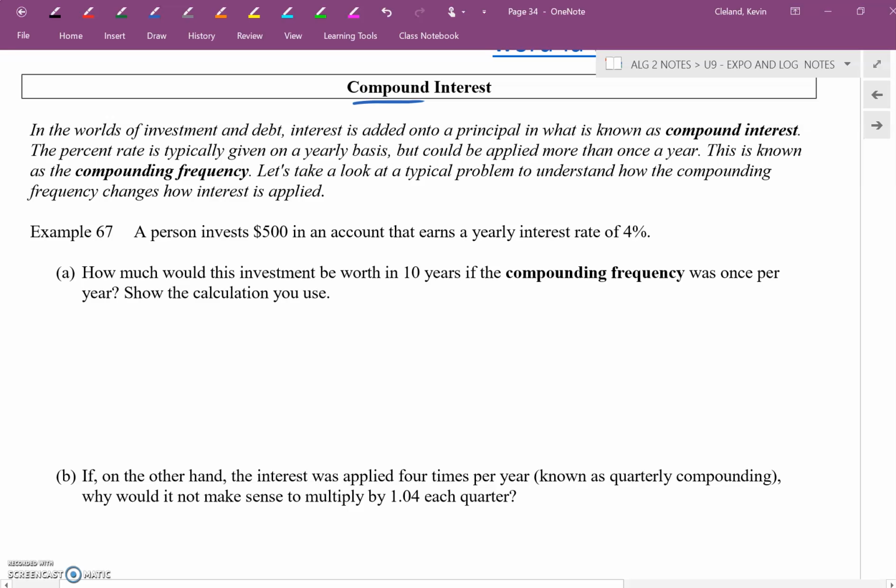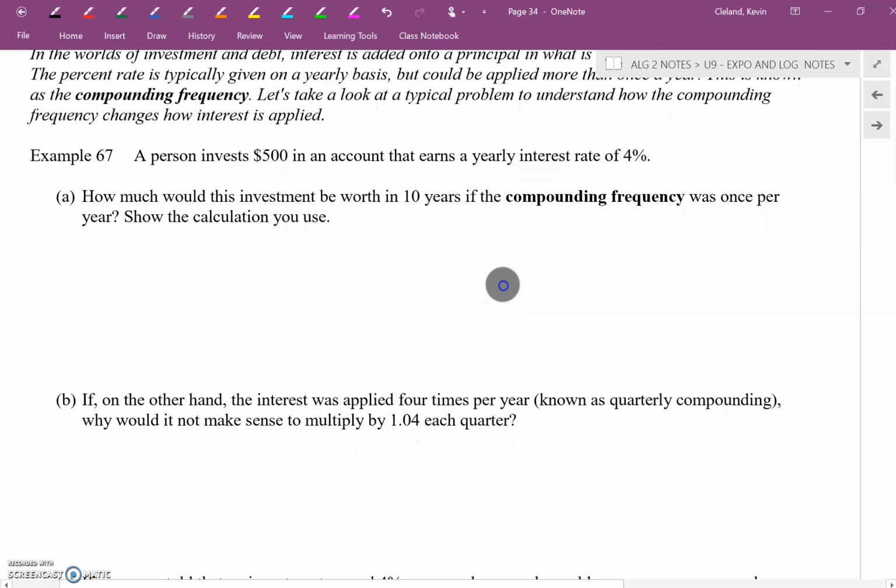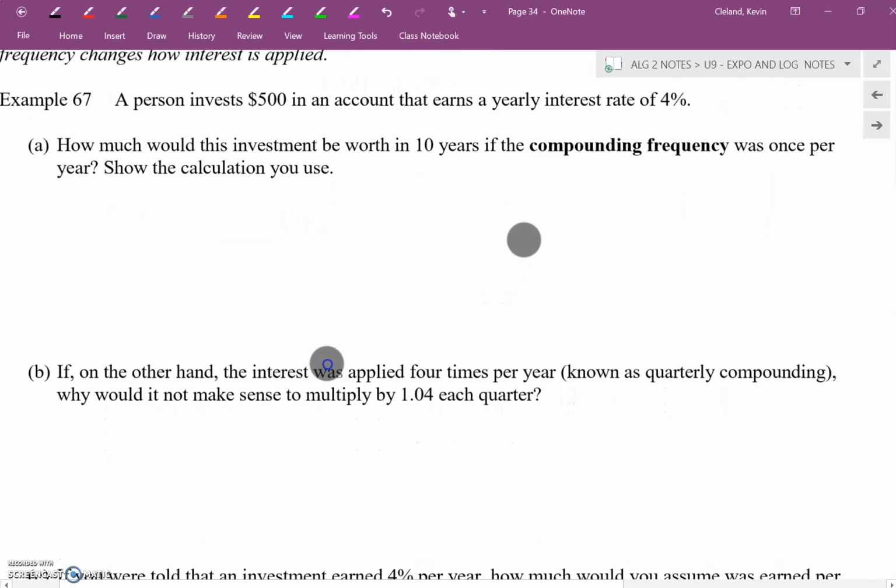All right, let's see. Compound interest. Interest added on to a principal. The percent rate is typically given on a yearly basis, but could be applied more than once a year. This is known as the compounding frequency, how often it's compounded. Let's take a look at a typical problem to understand how compounding frequency changes how interest is applied.